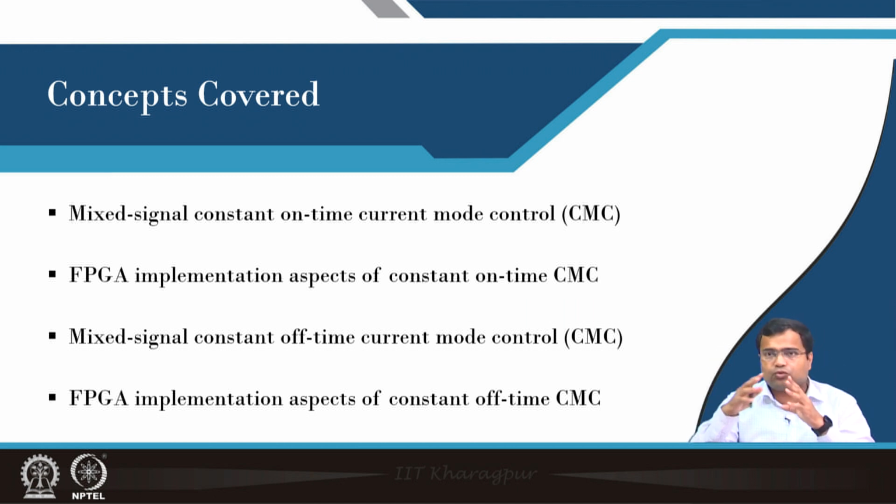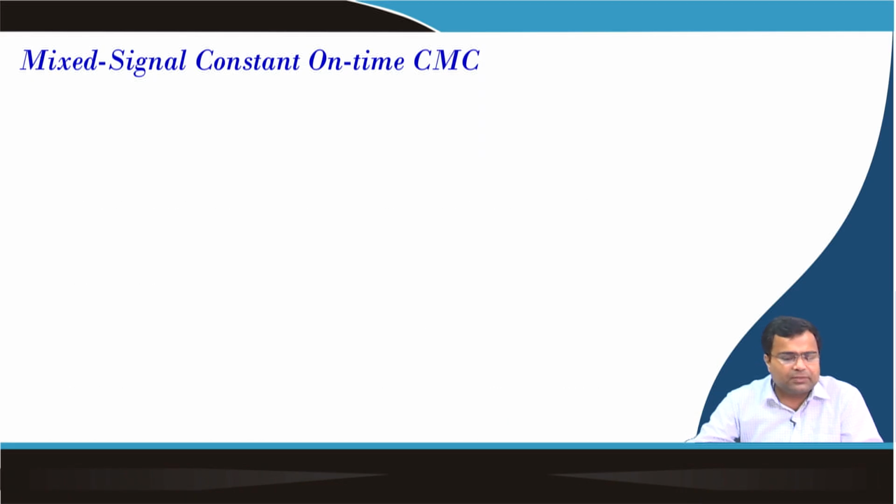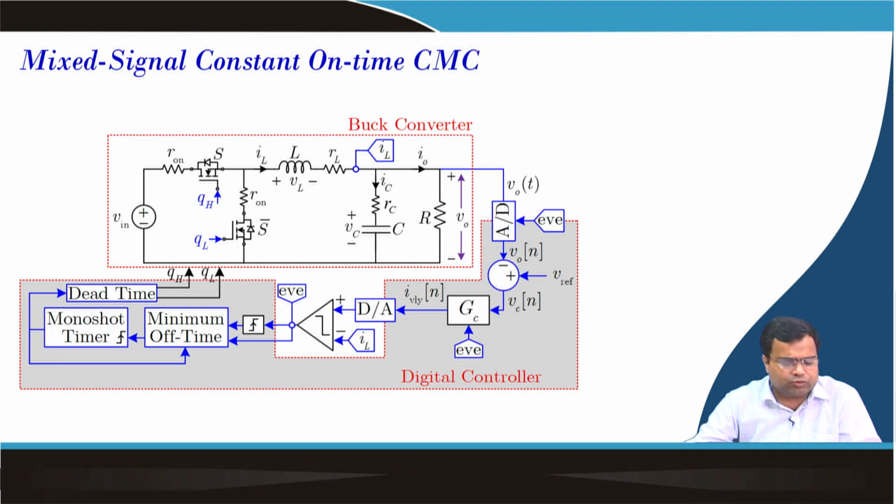So, we are not going to close the loop, and then we want to justify the current loop stability aspect using experimental results. So, if we talk about mixed signal current mode control, this we have discussed, I think, in week 2 in the architecture, as well as week 3 where we made the MATLAB simulation.